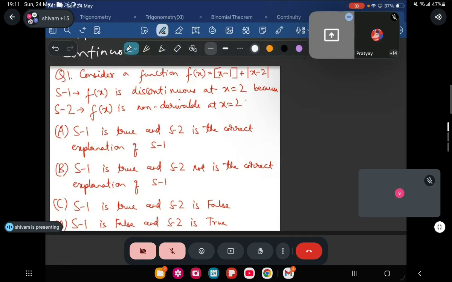Okay, I'll tell you what happened when I went to give the exam. Anyways, everyone pay attention. Consider a function f of x equal to box of x minus 1 plus mod of x minus 2. F of x is discontinuous at x equal to 2. That is true. Right? So statement 1 is true.